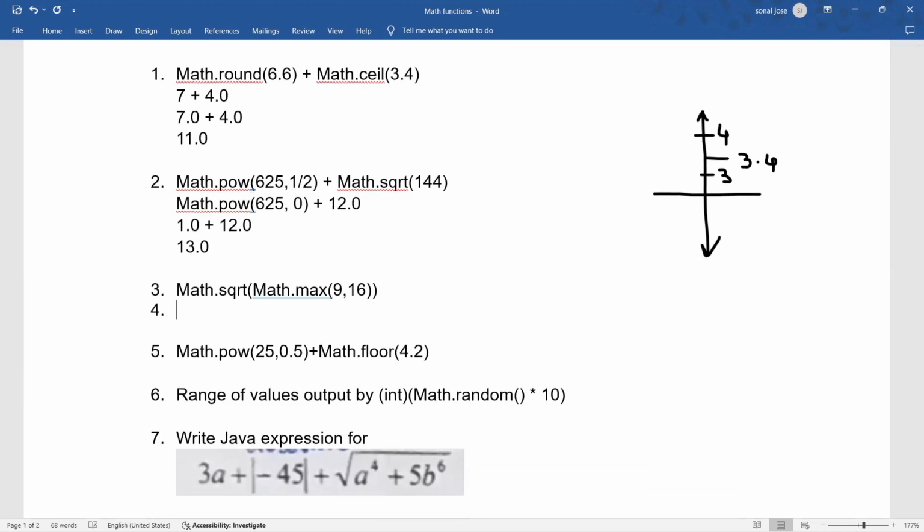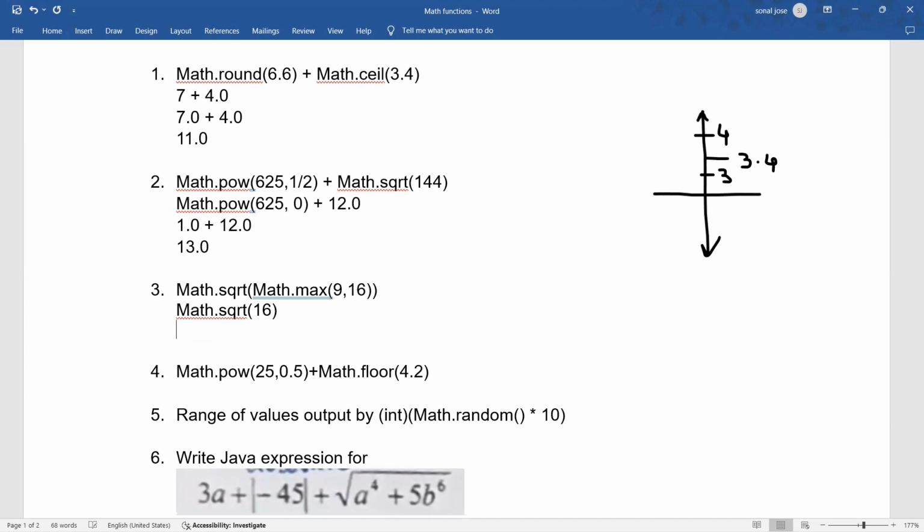Okay, moving on here, math.square root. Go one by one. The inner method is max. What is the maximum from 9 and 16? 16 is maximum. Both are integers. Output will be integer. So this is math.square root of 16. Now what is the square root of 16? 4. Square root returns double. So 4.0.